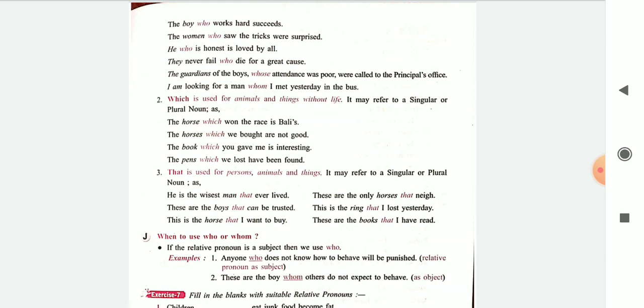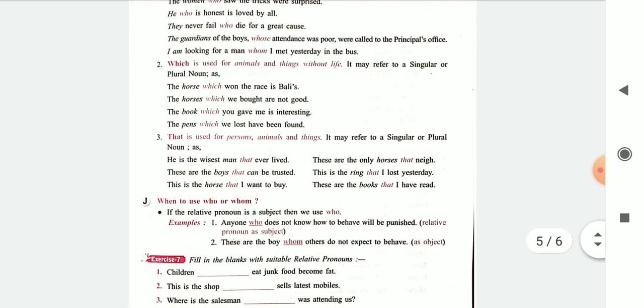Let's go to number 2, where they use which. For non-living things or for animals you use which. For human beings we use whom or who. So here we have the horse. Which horse? The horse which won the race is Bali's. The book which I gave you is interesting. The last one, the pens which we lost have been found. So for non-living things we use which.